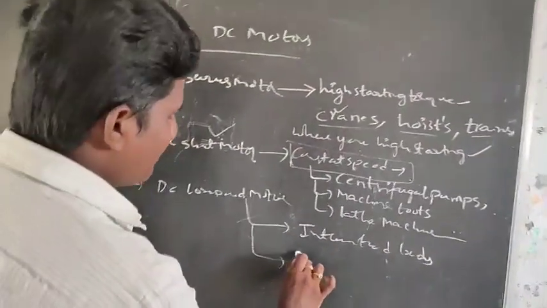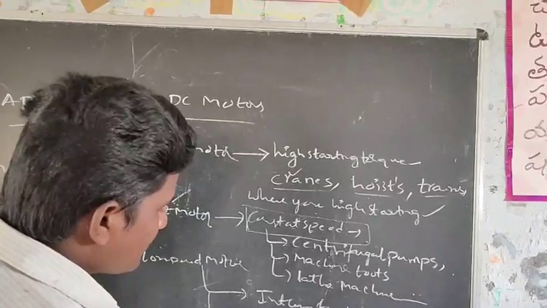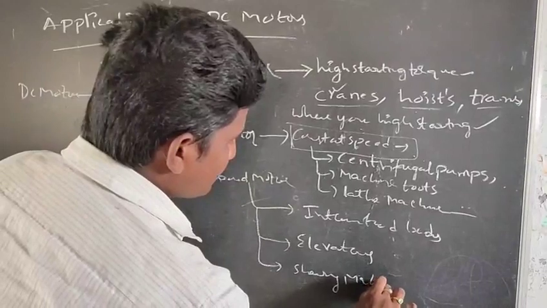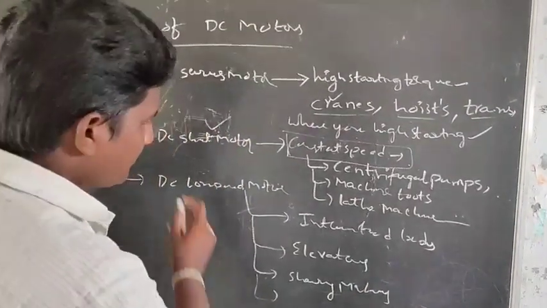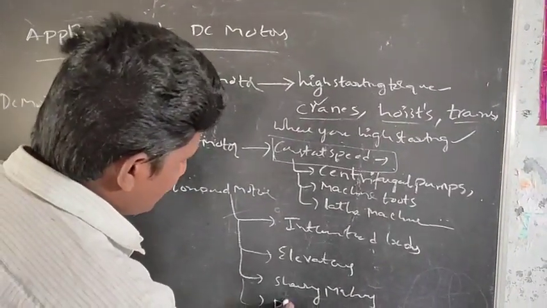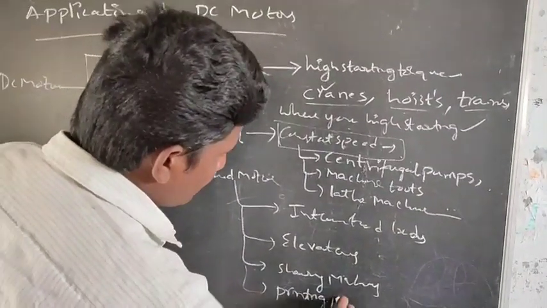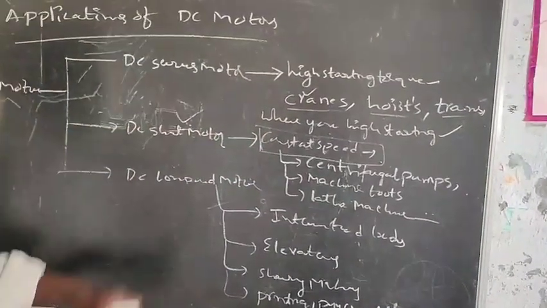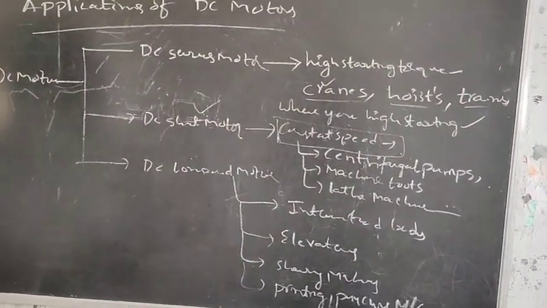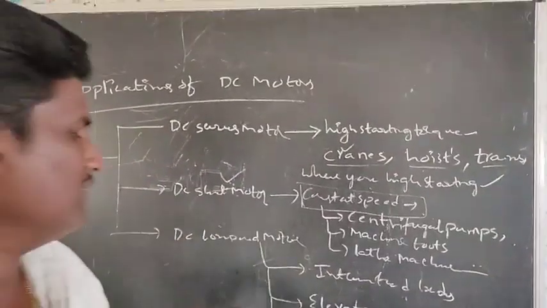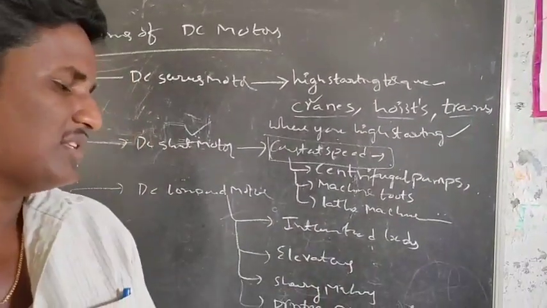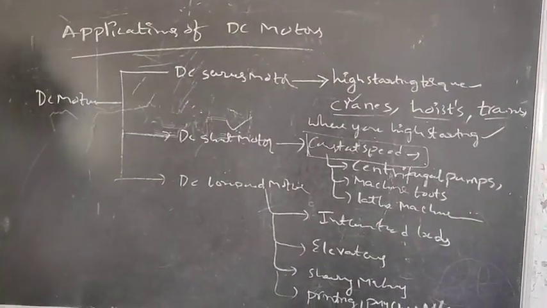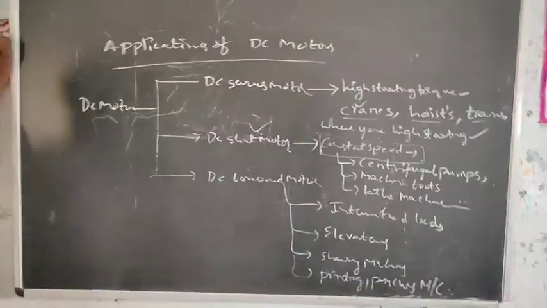For example, elevators, shearing machines, printing and punching machines, like that. It has moderate torque as compared to the series motor. So for intermittent loads like elevators, shearing machines, punching machines, we can use compound motors. These are the applications of DC motors. Up to now we have finished our second unit.